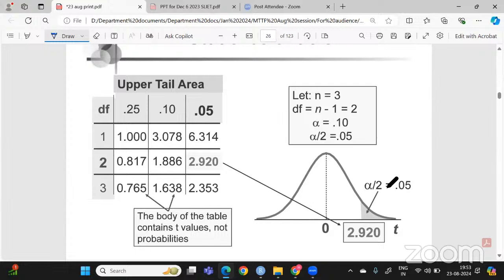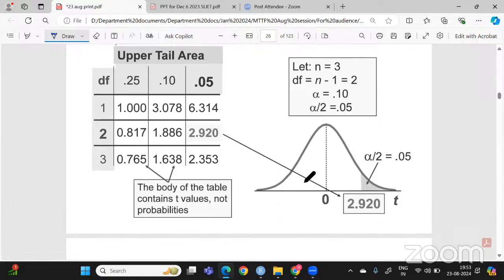Here we are getting that upper tail in the case of alpha is equal to 10%. In that case, alpha by 2 will be 5%. You have to see the column corresponding to 5%, and correspondingly you have to see how much degree of freedom we have for the T. Based upon that, you have to choose the cell. This will be the value of the critical point.